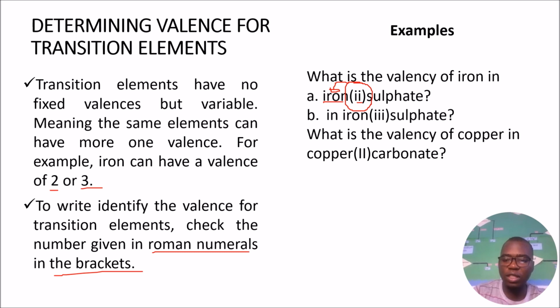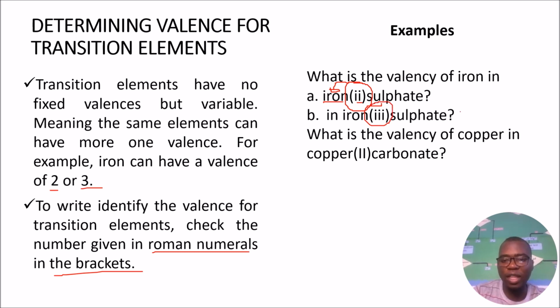So the first thing you're supposed to do is to find out which one is the transition element. The same iron, here it is called iron(III) sulfate. Again, pay attention to the brackets that are here and what Roman numeral is inside.